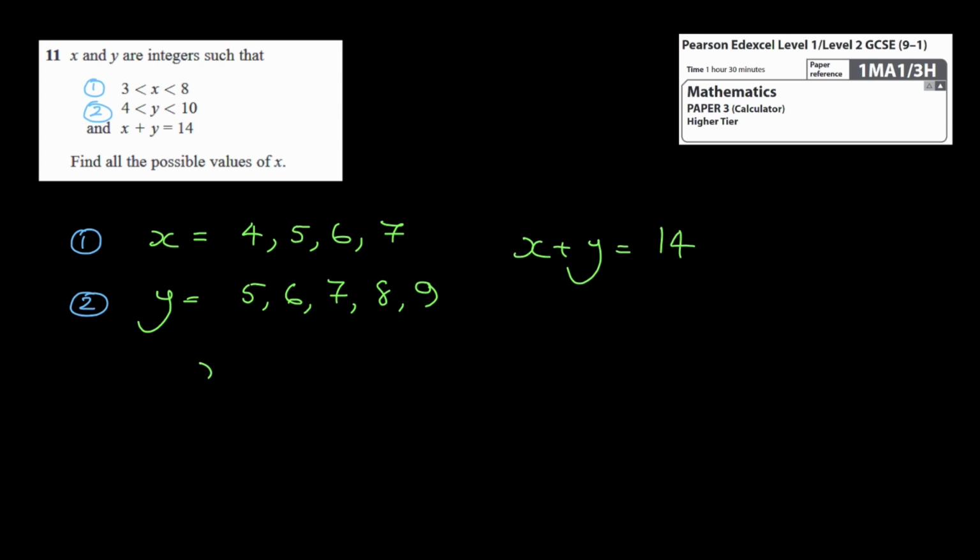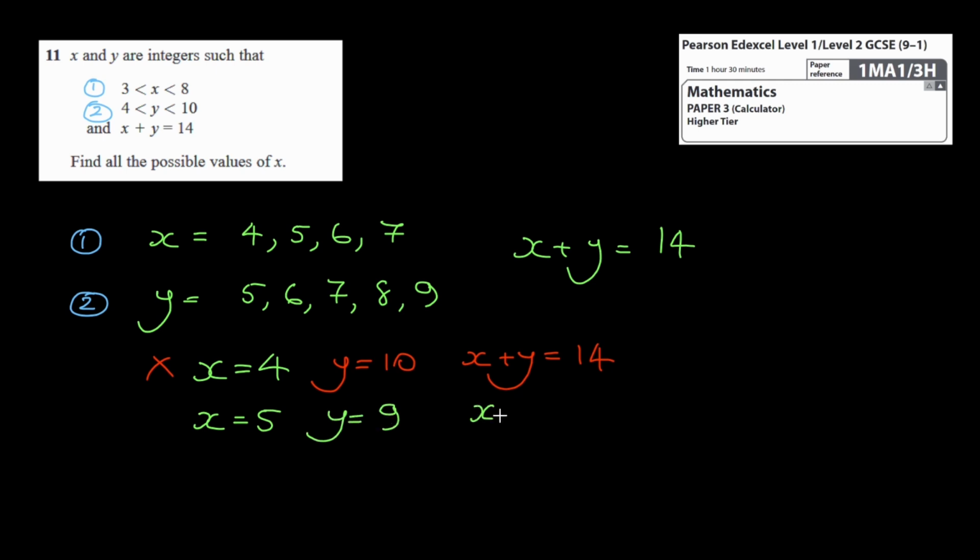So let's try x equals 4 and see, given the values of y, if we get x plus y is 14. Well, if x is 4, we need y to be 10. So this is not a result. x is equal to 5. Well, yes, y can be equal to 9, and x plus y is also equal to 14.